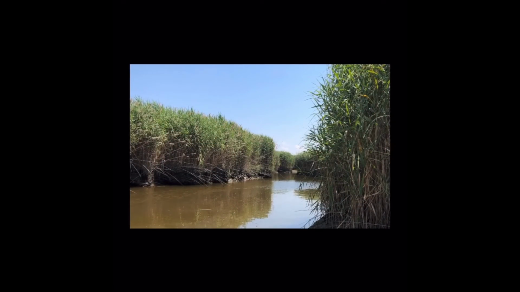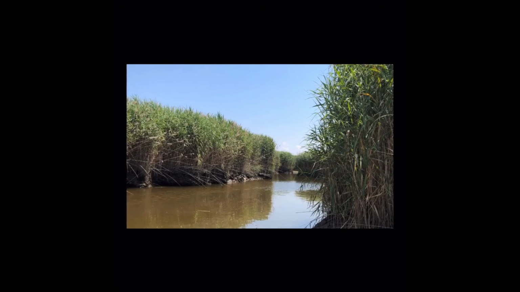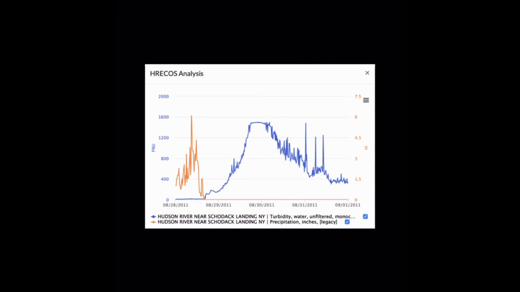Now that you have a general sense of what turbidity is, let's apply it to a graph. We are going to look at turbidity from the PIERS sites using graphs that we got from the Hudson River Environmental Conditions Observing System website. I don't know how to pronounce the abbreviation for it. I'm sorry. This graph shows the relationship between turbidity and precipitation over the course of 5 days.